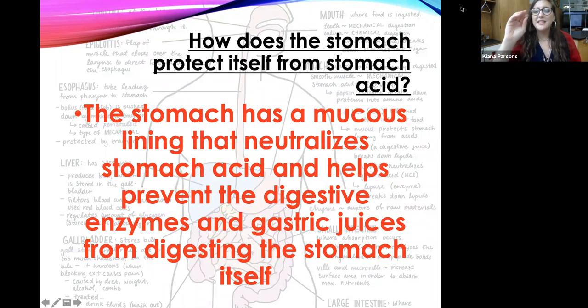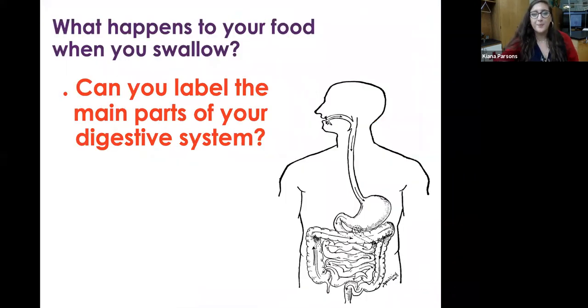A further question, and again, this is answered in the narration of that video, so please do make sure you watch that video with the sound on. How does the stomach protect itself from stomach acid? So the stomach has a mucus lining that neutralizes stomach acid and helps prevent the digestive enzymes and gastric juices from digesting the stomach itself, right? Because the stomach is made out of the same type of material that meat would be made out of. So it's proteins, and theoretically that tissue could be digested by the very strong acids and enzymes that exist in the stomach. But the stomach has this mucous membrane, this mucus lining that protects it from itself.